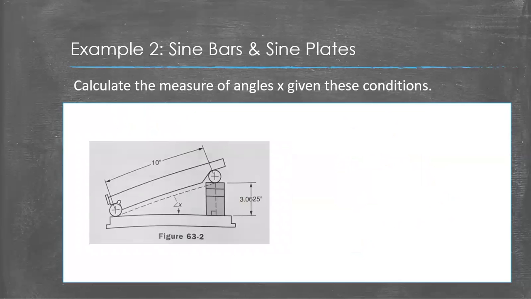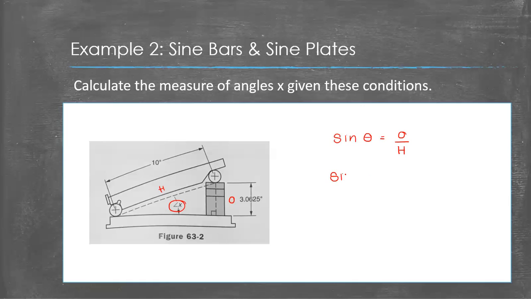Our second example is the same kind of question, but in this case, we have a block height, we have a bar length, and we want to find out what is angle x. So we're looking for the angle here. Again, label your sides. It's just a good habit, even though we know, because we're dealing with a sine bar, it's going to use sine. So the sine of our angle is going to be equal to opposite over hypotenuse.